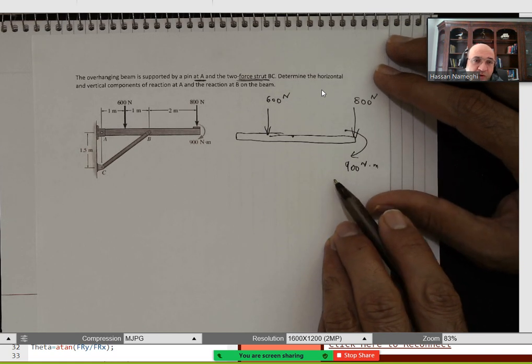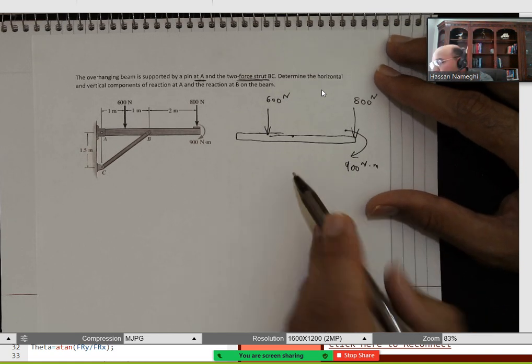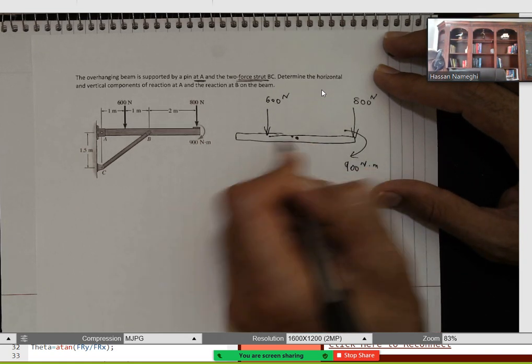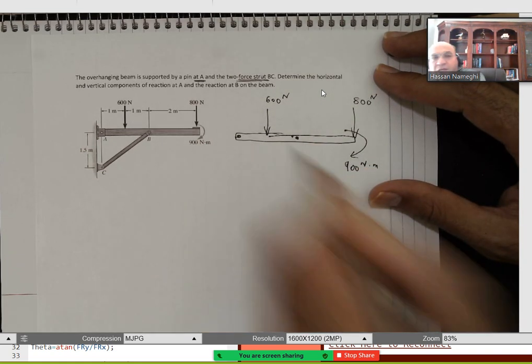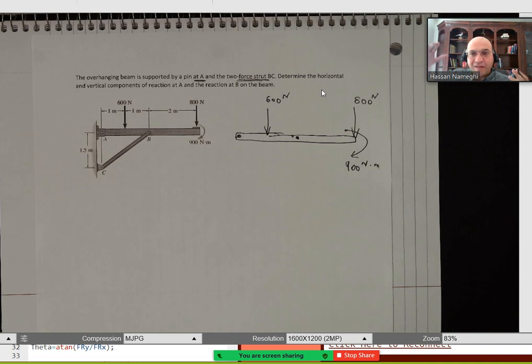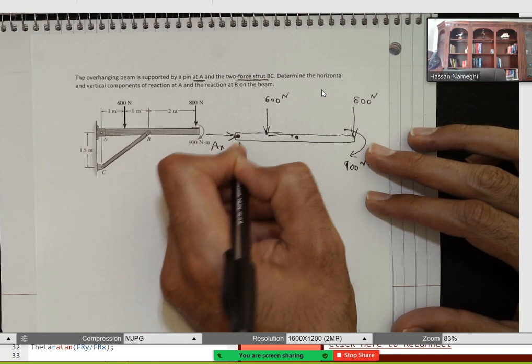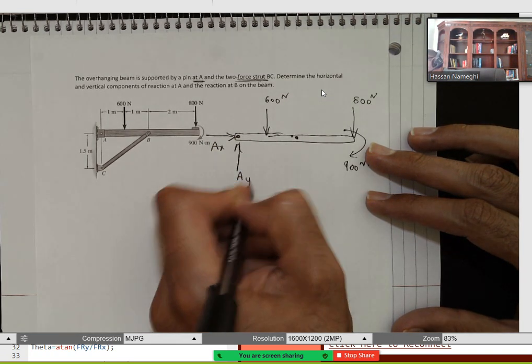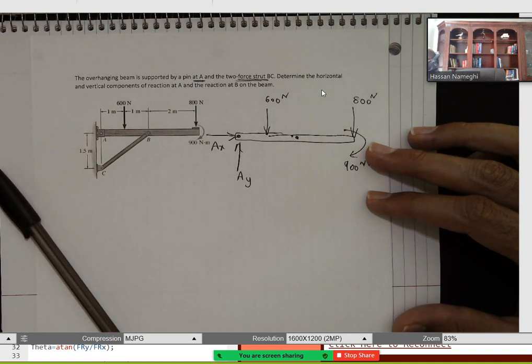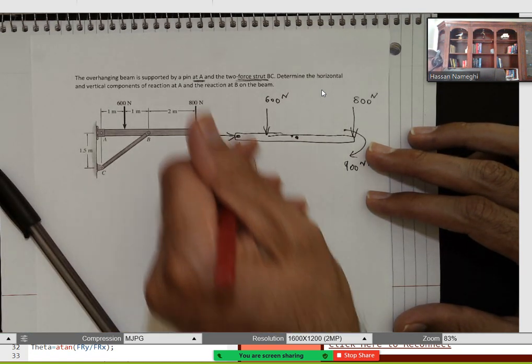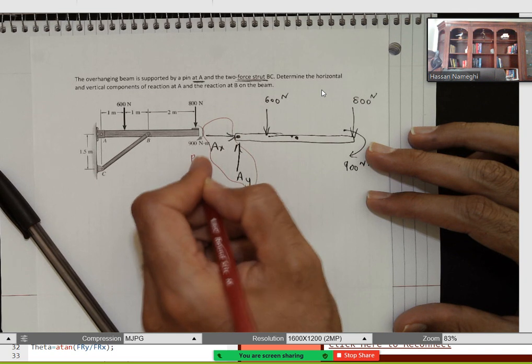The only other force I have is one force at B, right? And I need to talk about A. A is pin connected, meaning that it allows rotation. Now, why doesn't the object rotate? Because of BC. It doesn't allow the rotation from there, right? But at A, it allows rotation. So I'm going to have AX and AY here. Why do I put AX and AY? Because this is the pin.